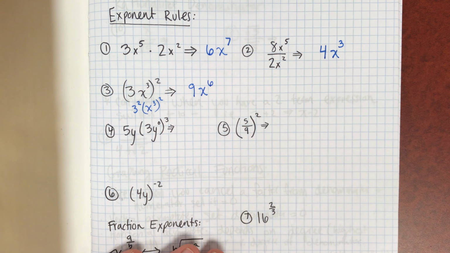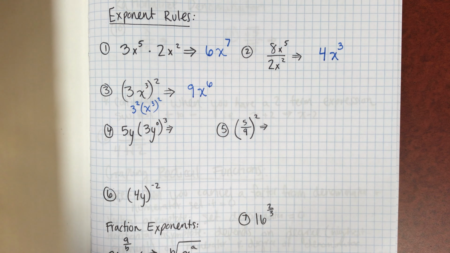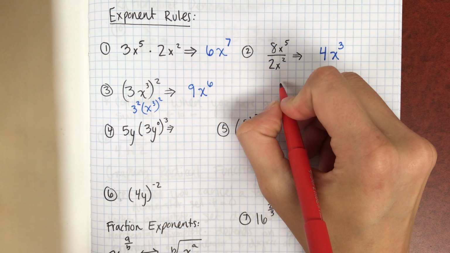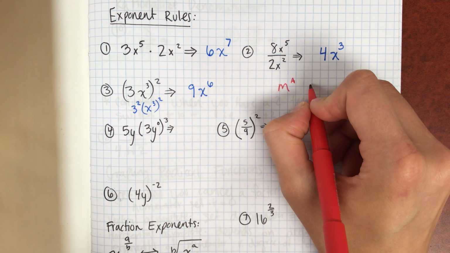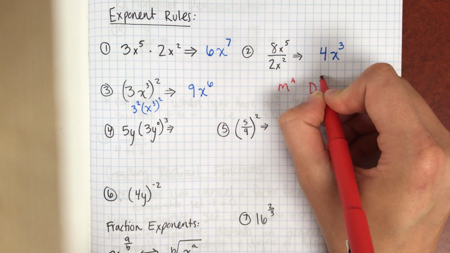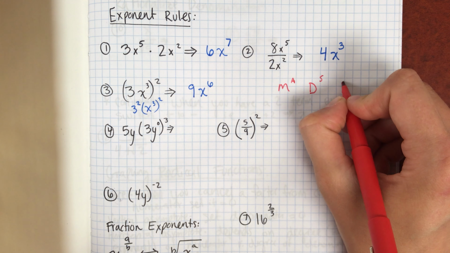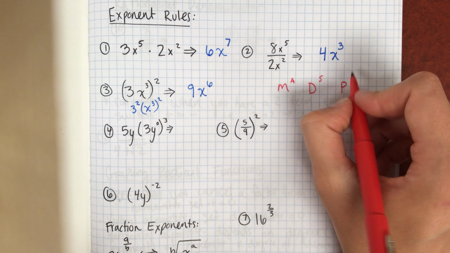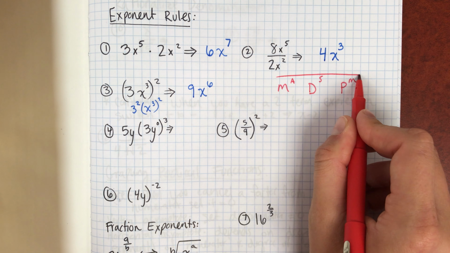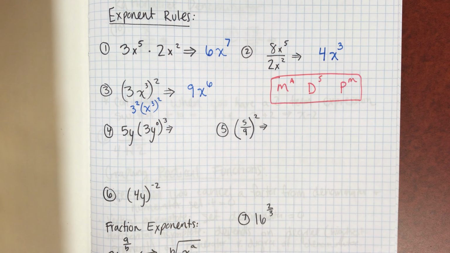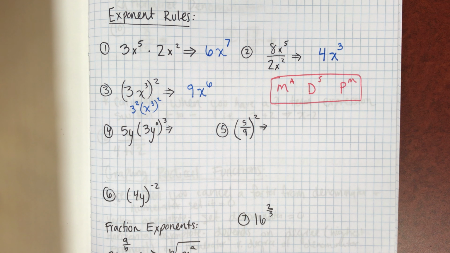Okay, so just kind of a little note is when you multiply, you add the exponents. When you divide, you subtract the exponents. And a power to a power, you multiply. Okay, so those are just kind of a little hint that hopefully will help you.